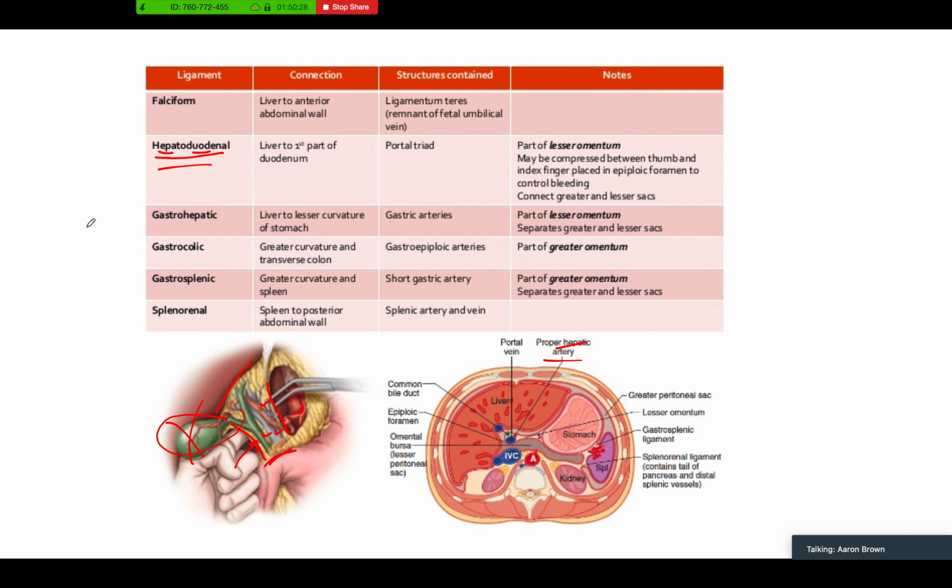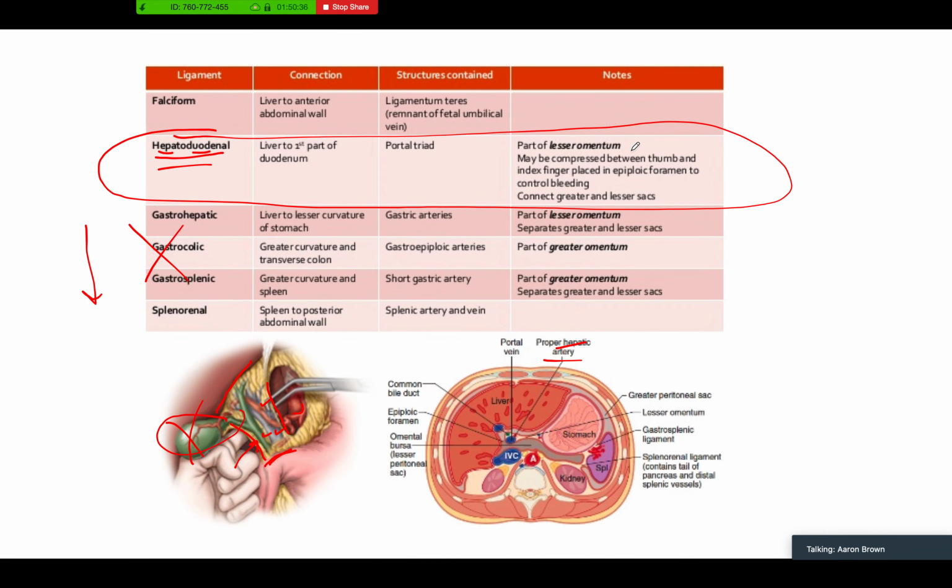There's a lot of other ligaments. You don't need to know those, okay? Not important for step 1. This is the one that you really need to know, and know what's inside of it, okay?